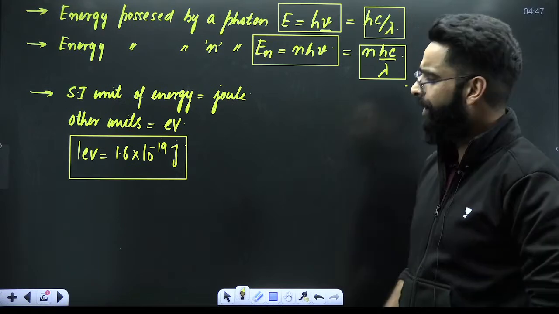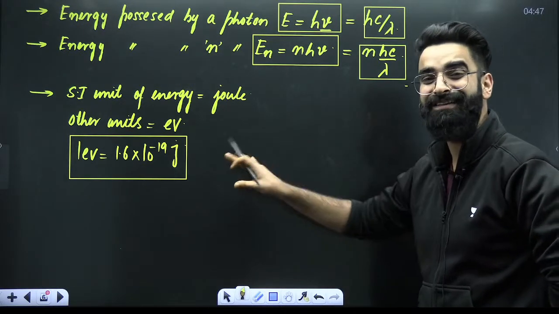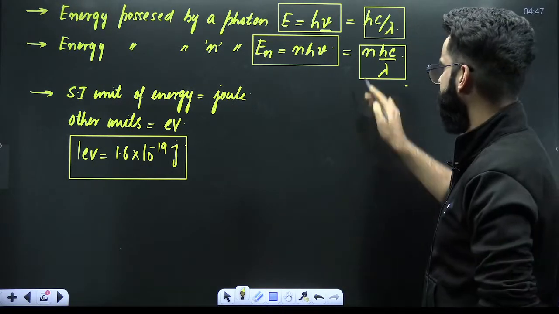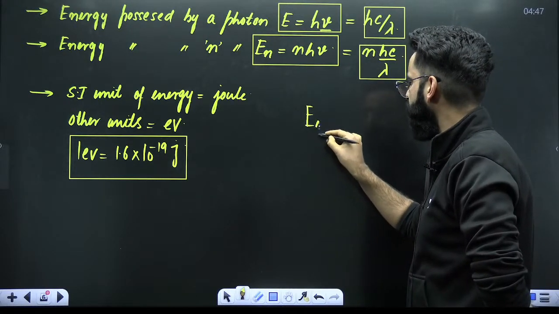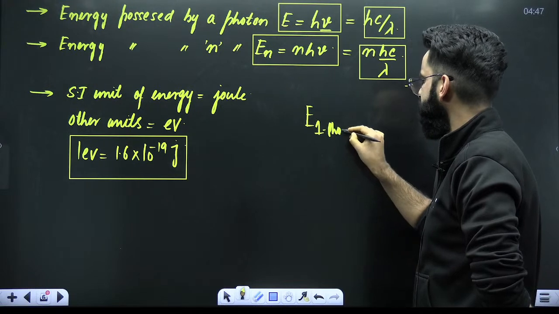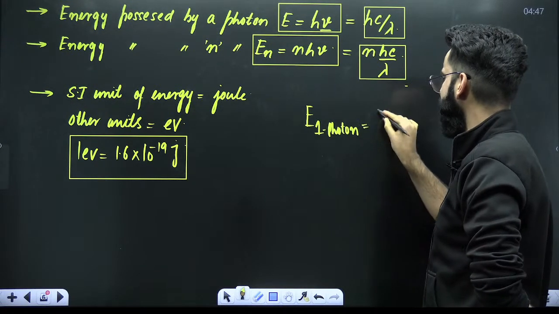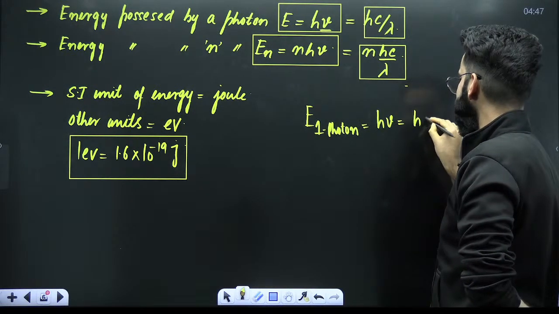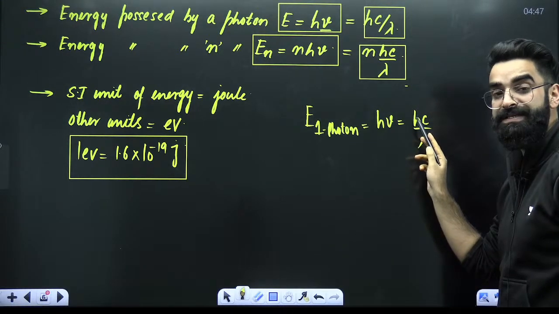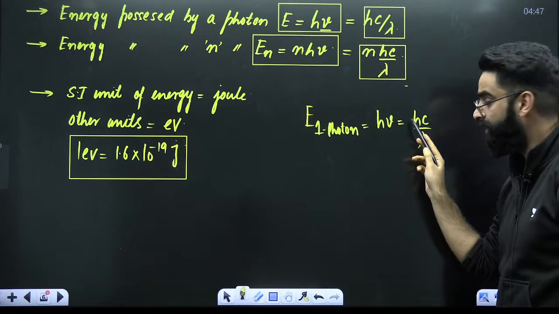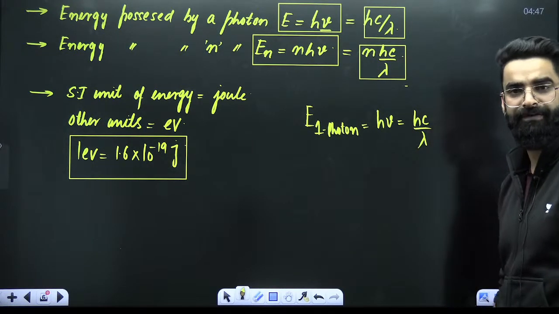Now, my dear students, what all things other than these you have to remember? I told you energy possessed by one photon is equal to either h nu or hc divided by lambda. H is the Planck's constant whose value is 6.6 into 10 raised power minus 34. C is the velocity of the light, 3 into 10 raised power 8.